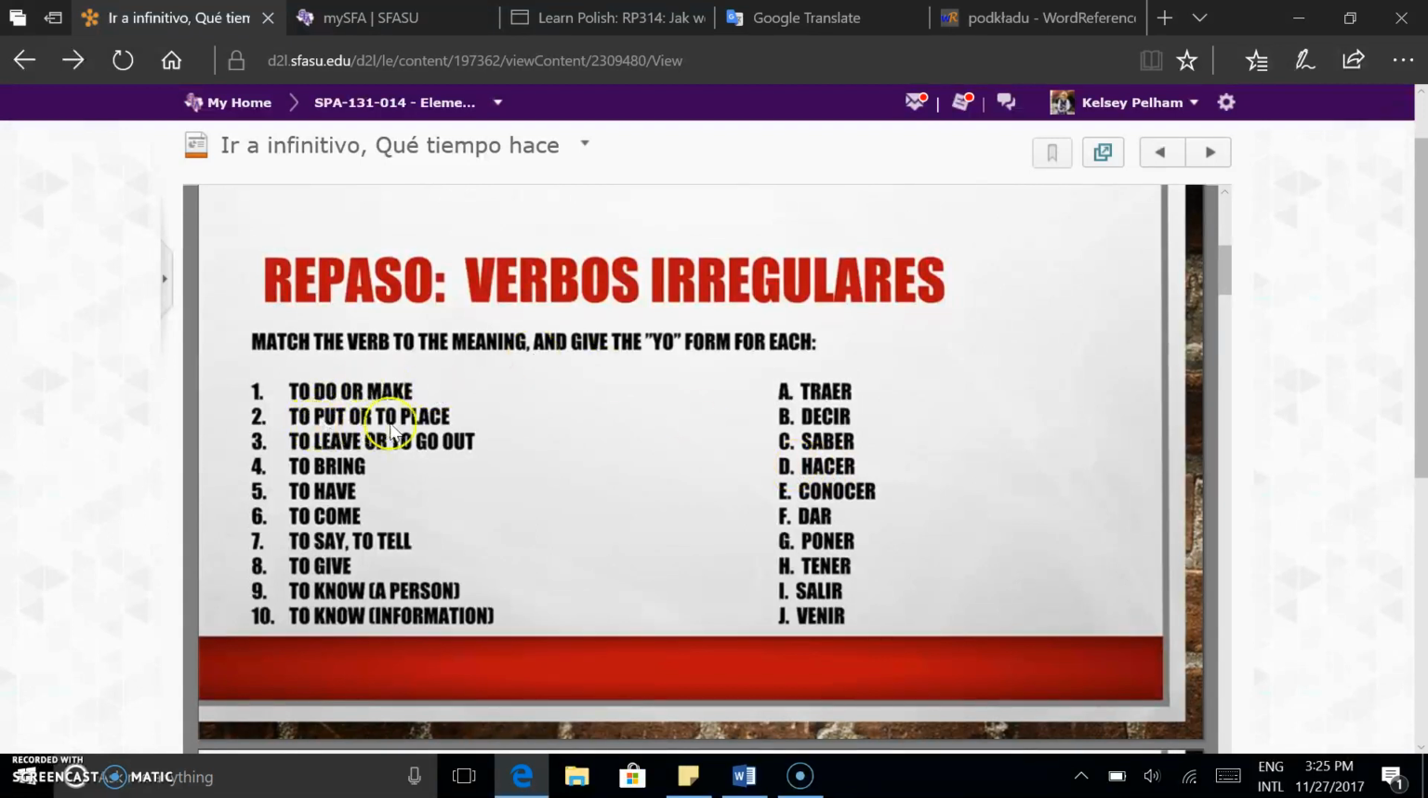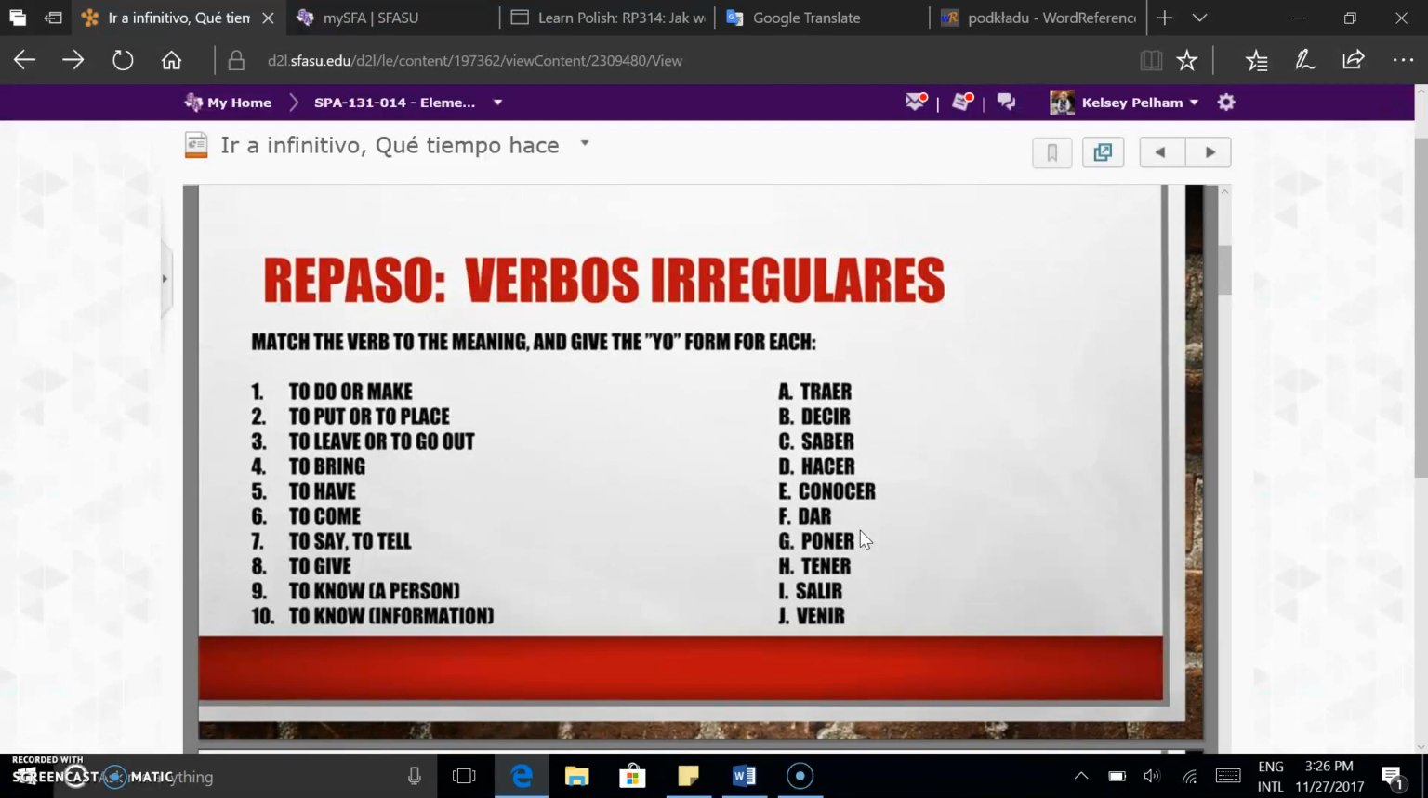Número 2, to put or to place. El verbo es letra G, poner. Por ejemplo, pongo, la forma de yo es pongo mi libro en la mesa. I put my book on the table. There are lots of expressions we can use poner with too, such as to put on, when we're talking about clothing. We can also use it for things like to turn on the radio, to turn on music. Pongo música en el coche, en el carro. Pongo la radio.